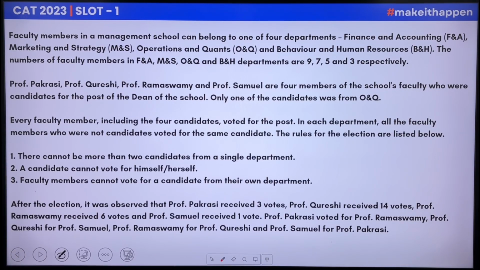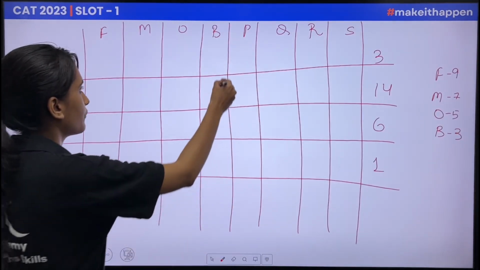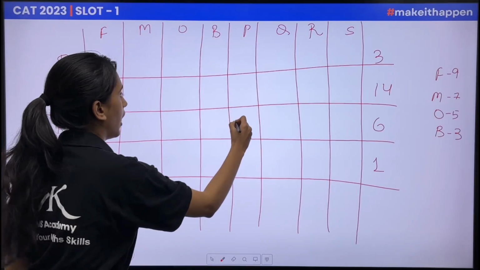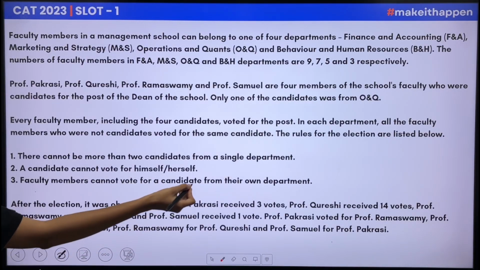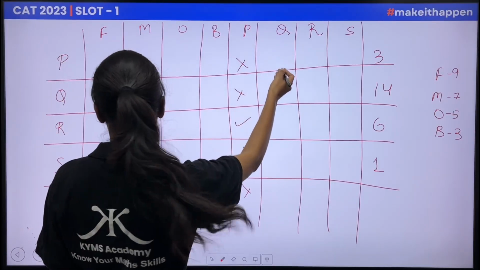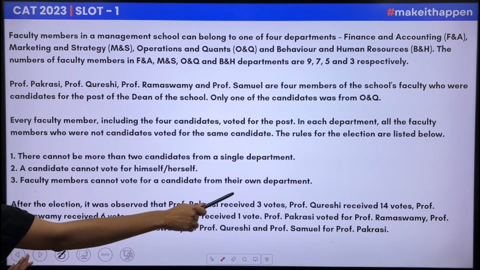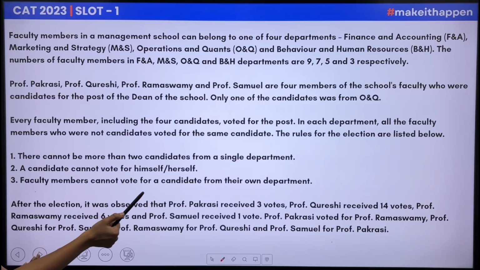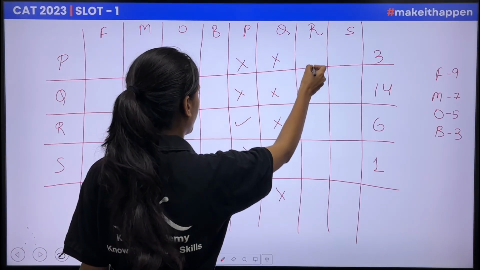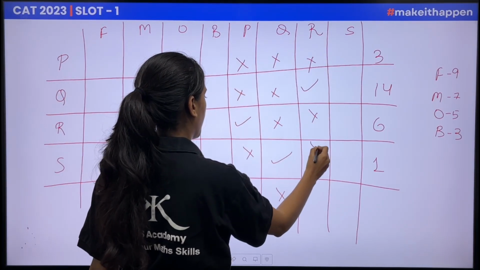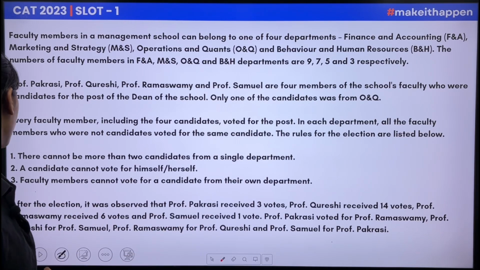Now Professor P voted for Professor R. So Professor P here voted for Professor R, and he will not vote for anybody else. Now Professor Q voted for Professor S, so all others will be gone. Professor R voted for Professor Q. And Professor S voted for Professor P.